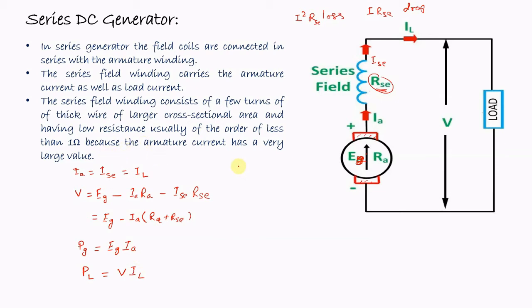Sometimes during numerical questions, we have to identify the type of the machine by watching the series field winding resistance. So remember, the series field winding resistance should be very low. It is always in the order of 1 ohm, 2 ohms, and so on.